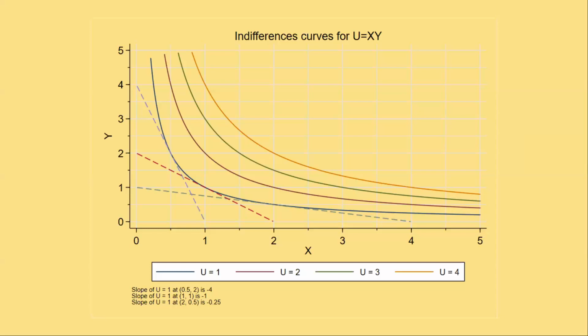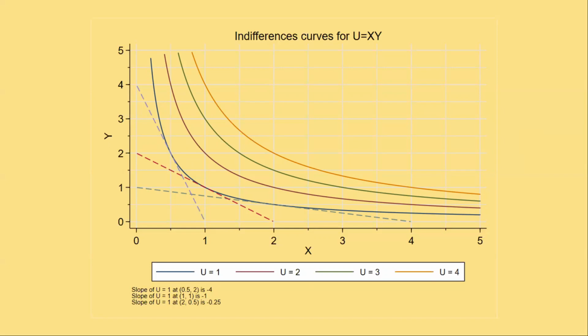And lastly, I drew 3 straight lines that are tangent to the indifference curve u equals 1 at different points. Firstly, the steepest one is a straight line that is tangent to u equals 1 at the point 0.5 and 2, and it has a slope of -4, which we can calculate using the formula derived in the previous slide. Remember, the MRS equals negative alpha times y divided by beta times x.